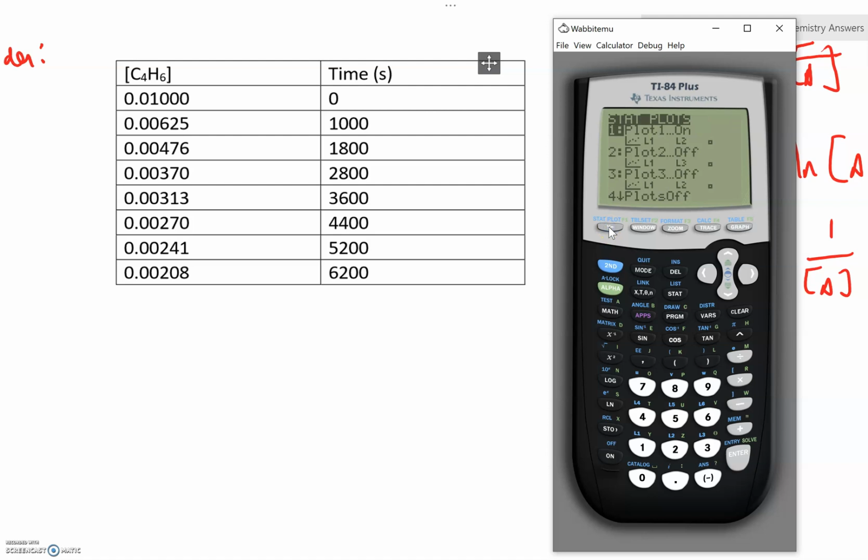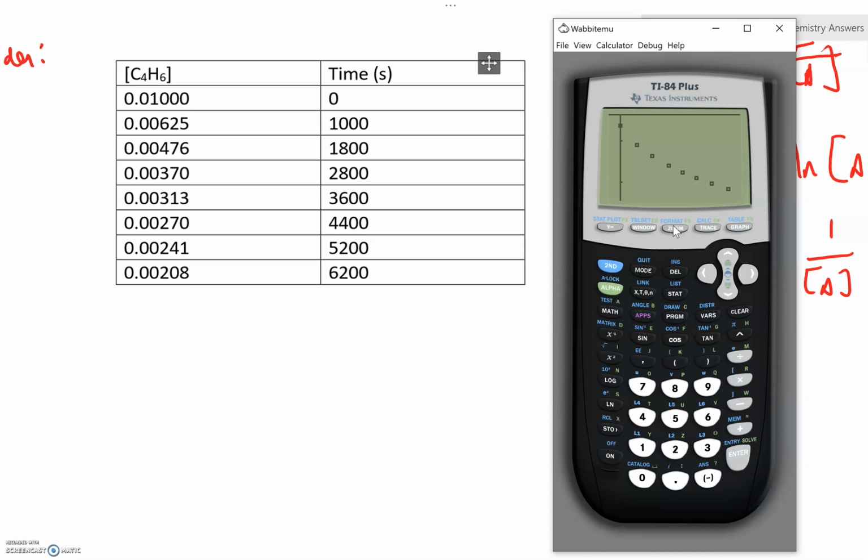So let's turn plot 1 off, and we'll turn plot 2 on, which you can still see is set up so that L1 is on the x-axis, L3 is on the y. Let's graph it, and we're going to zoom 9. Also, not a straight line.